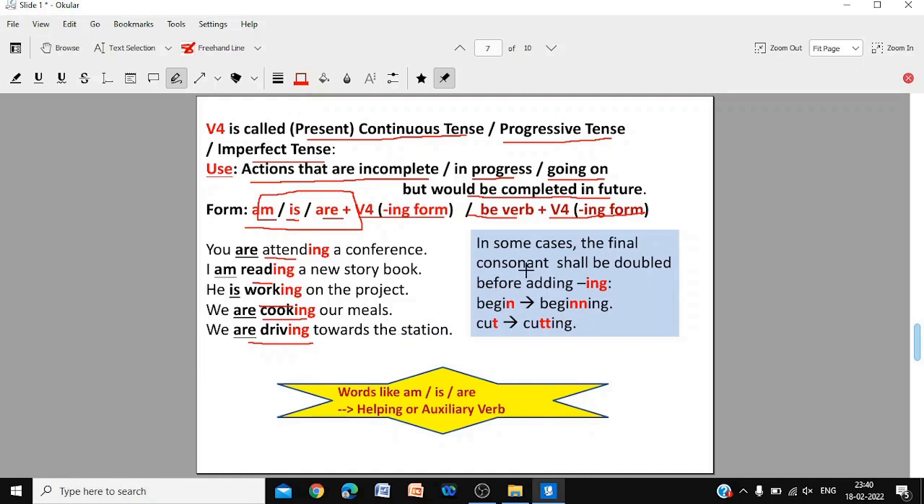In some cases, the final consonant should be doubled. You need to double the final consonant before adding ing. Begin, beginning. See, the final n is doubled. Cut, cutting. See, the t is doubled. Now the words like am, is, are are called helping or auxiliary verbs. So we have the auxiliary be verb followed by V4 or ing ending verb form.